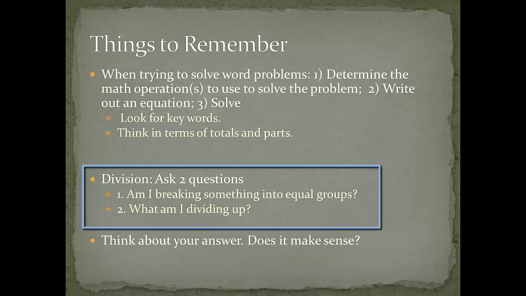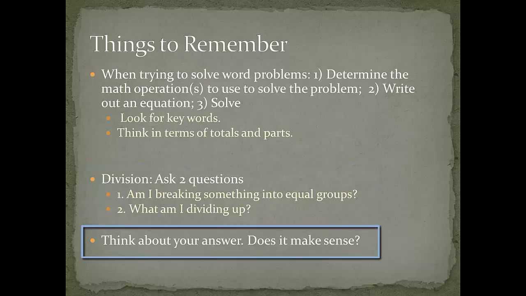Second, I want you to think about division especially. If you know you're doing division, there are 2 big questions. 1, am I breaking something into equal groups or equal parts? This will help you determine whether you're using division. And then the second one is really key, is what am I dividing up? Once you know what you're dividing up, that becomes your total in your equation. And you always write total divided by the part for your equation.